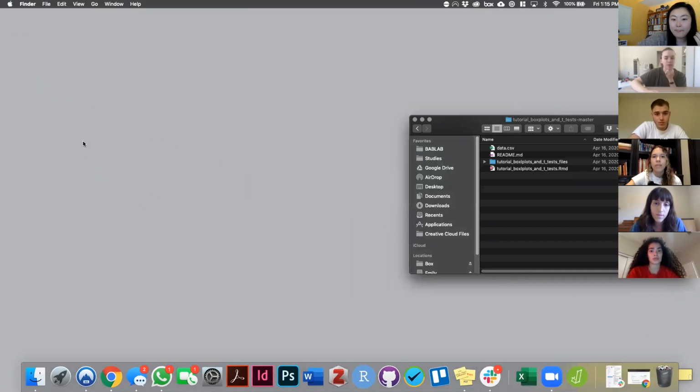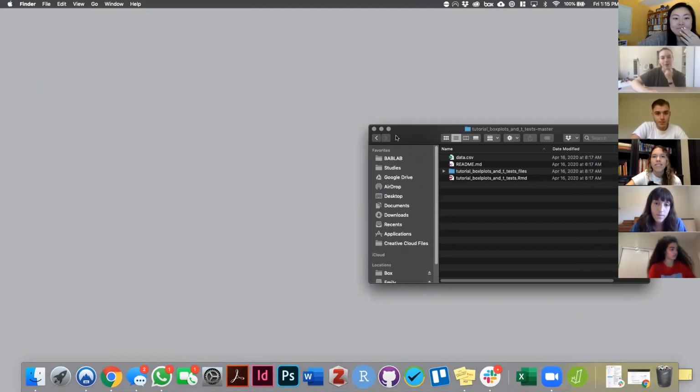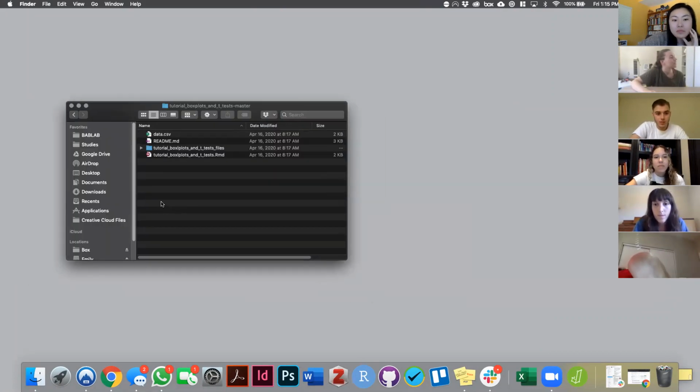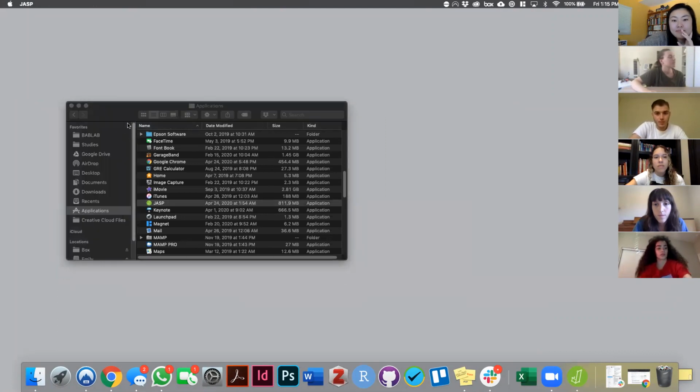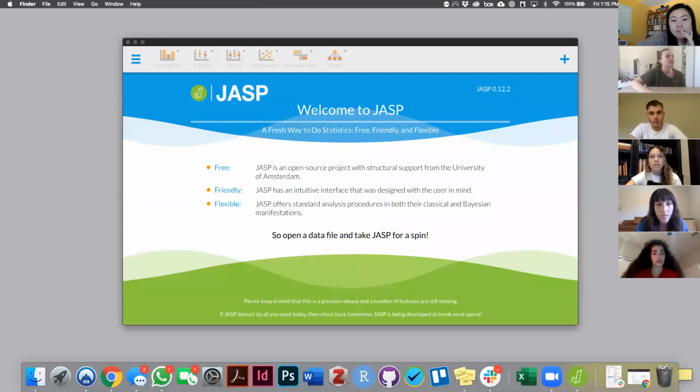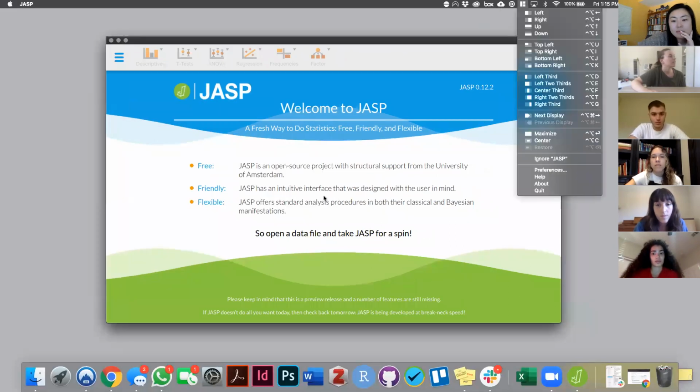Okay, so also bear with me because I have never really used JASP until yesterday, so hope that it works easily. Okay, so I'm going to open it. And I played around with it yesterday for a little bit, so I think it should be okay.